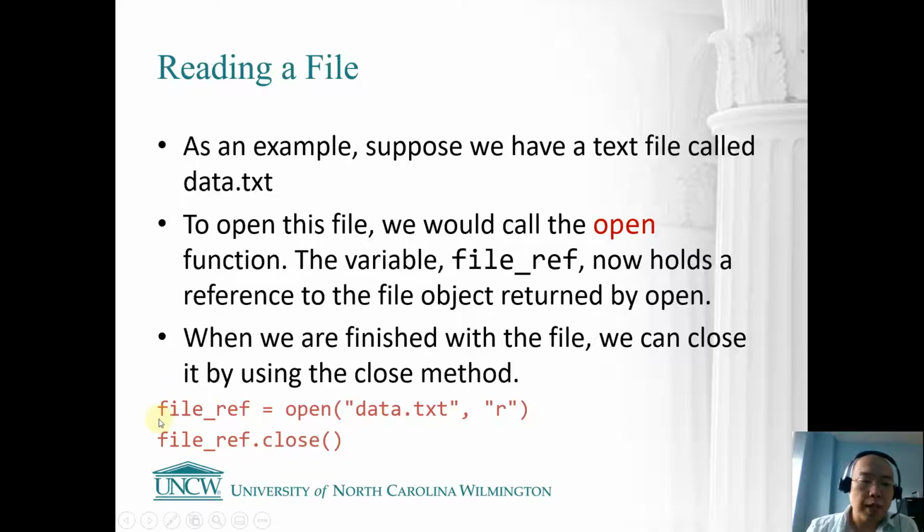So I created this file object. I call that a file reference. Later, if I want to read this file, I'm going to use this variable, file reference. But for now, I'm not going to do anything. I'm just going to open this file for reading purposes, and then immediately close it. So I do file reference dot close, and then parentheses, and then I have this file reference closed.